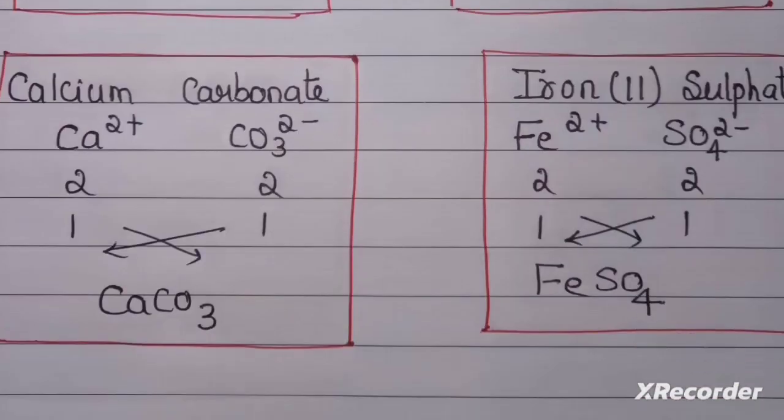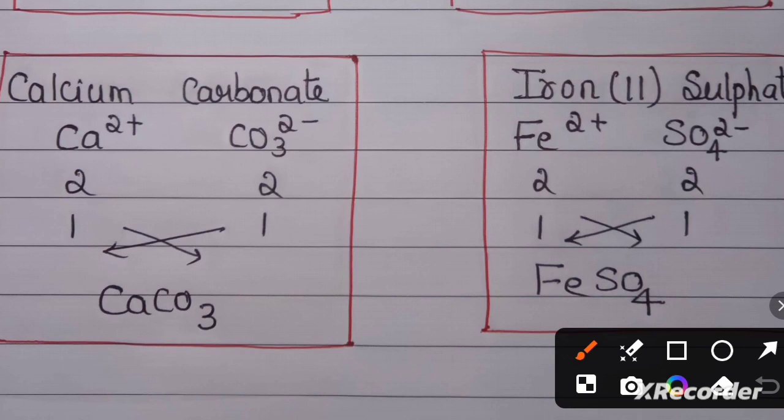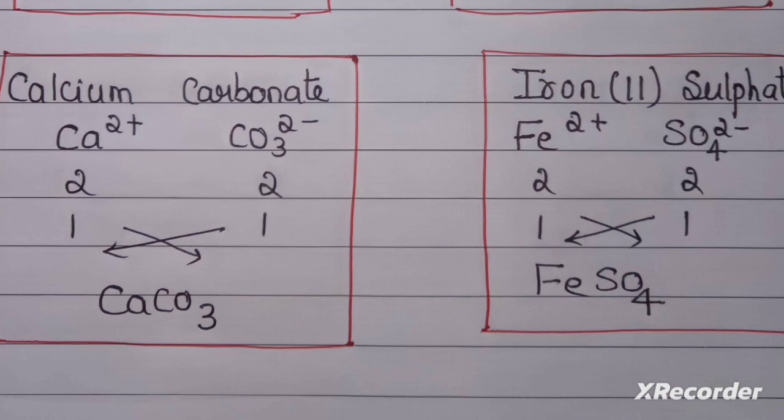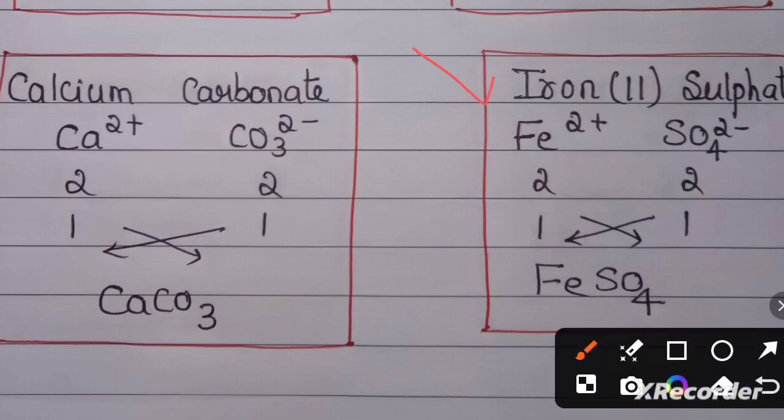So one more example we have, calcium carbonate. Calcium ion Ca2+, carbonate ion CO3 2-. So calcium valency and carbonate valency are both the same, 2 and 2. We have to take the simplest ratio, that is 1:1. So while writing the formula, we have to take only one calcium and only one carbonate. So the formula is CaCO3.